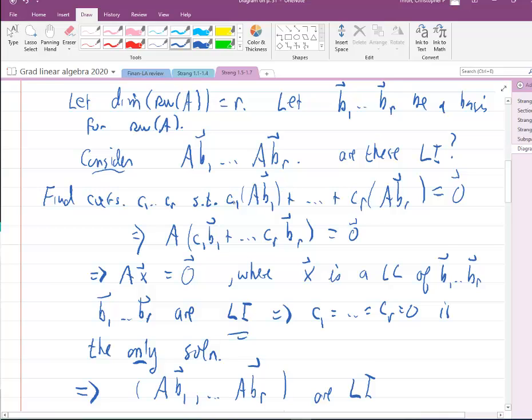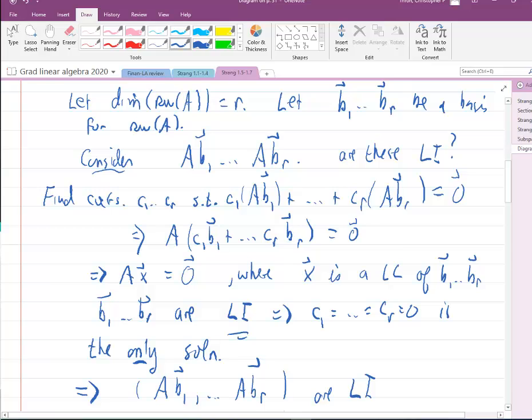Now, if I take this linear combination of AB1 through ABR, through my commutative and associative magic, I can move the C inside, right? We know a constant times a matrix times a vector, I can move the constant inside and multiply it directly by the vector. But then I have A times C1B1 plus A times C2B2 plus dot dot dot plus A times CR BR. I can put those together as a linear combination. That's a very important point: the linear combination of the mapped vectors is the same thing as the mapping of the linear combination. We've seen things like that before. It's actually called the homomorphism property.